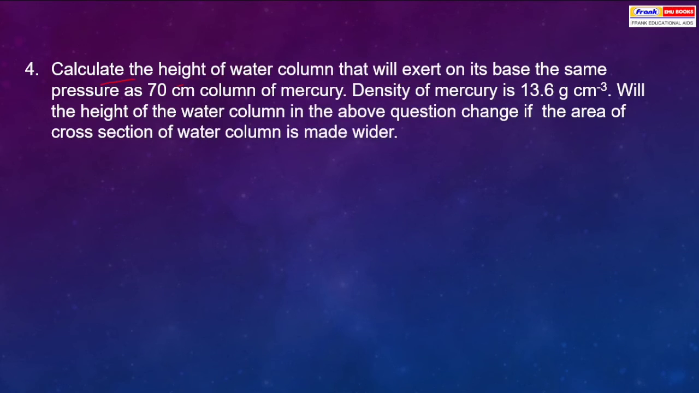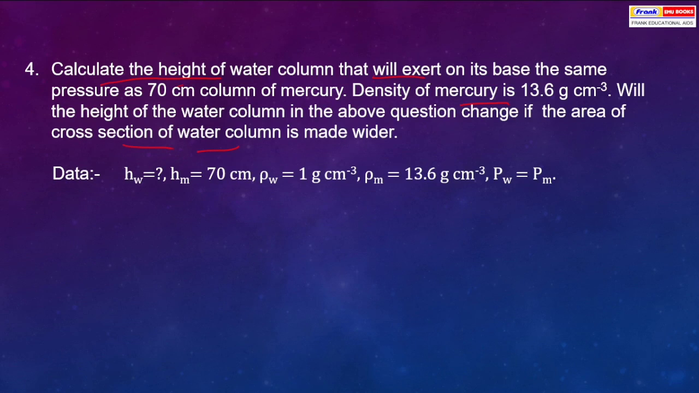Then you have to calculate the height of water column that will exert on its base the same pressure as a 70 centimeter column of mercury. The density of mercury is 13.6 gram per centimeter cube. Will the height of the water column in the above question change if the area of cross section of the water column is made wider? You have data given, you have to calculate the height, and so as you go.